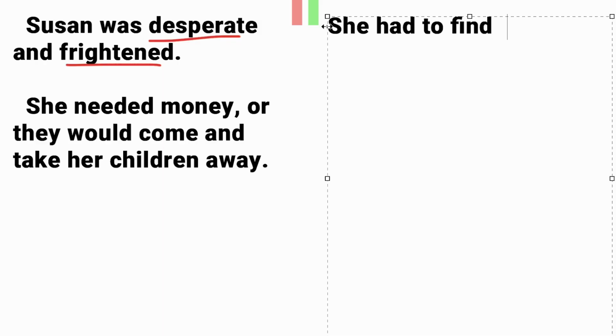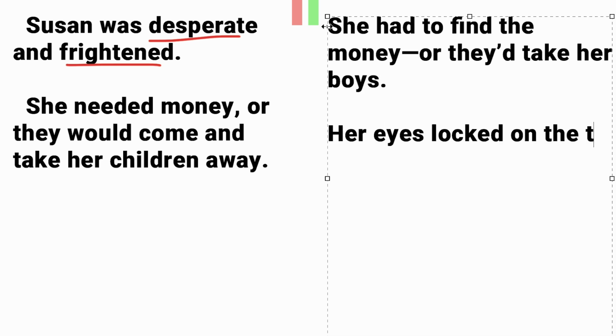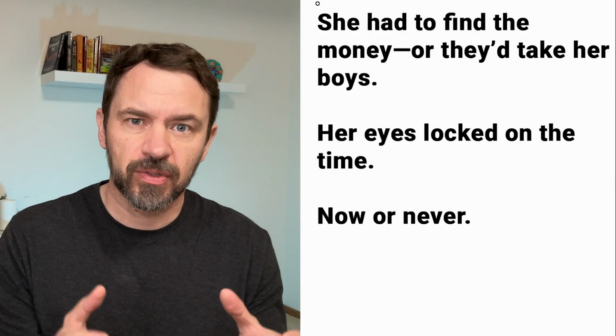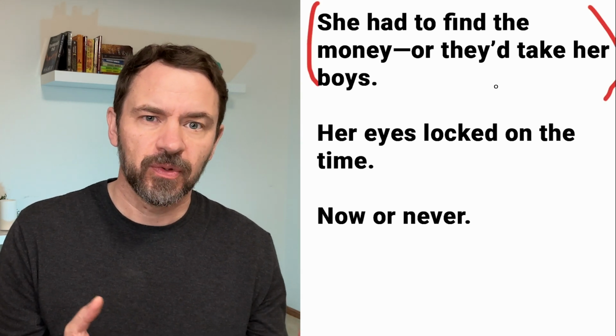So how about this? She had to find the money or they'd take her boys. Her eyes locked on the time. Okay, so this is where we get that sense of urgency. Now or never. Why this improves on the previous example is instead of describing she's desperate and frightened, we put her right into the moment. She had to find the money. The urgency's there, or they would take her boys.